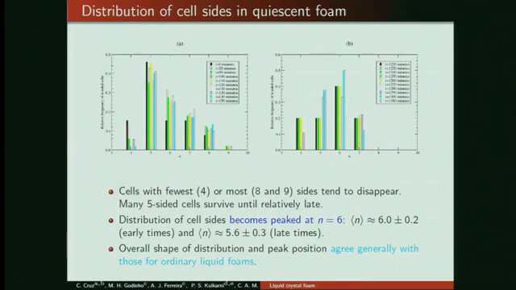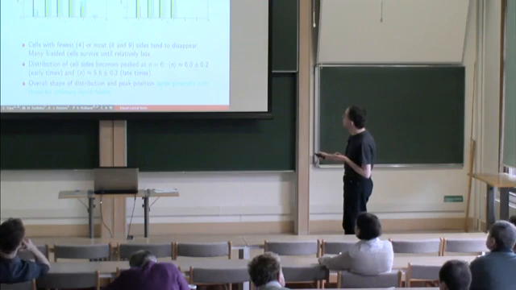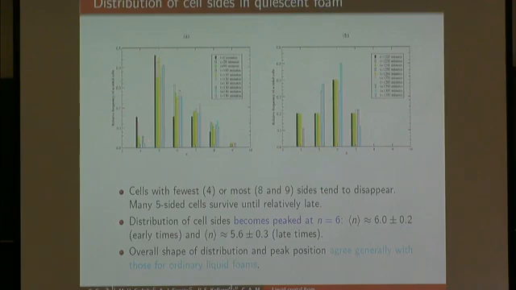At early times, first you have bubbles with fairly large numbers of sides, 8s and 9s, and also you have a fair number of 4s.